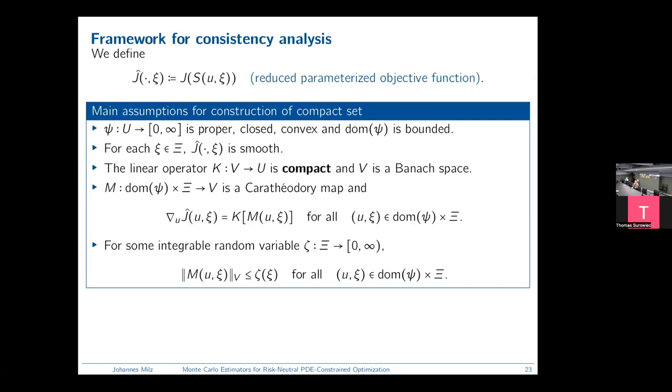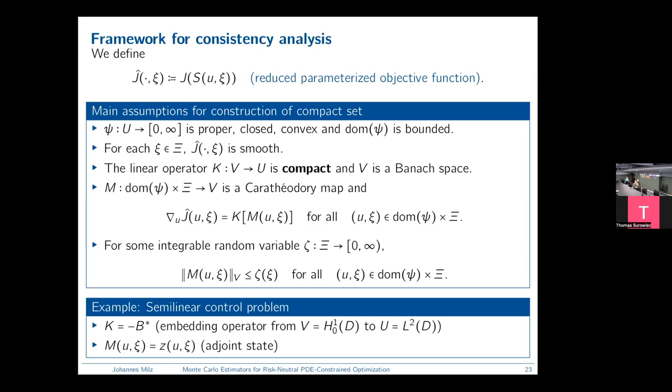Okay. And then to apply, for example, the uniform law of large numbers, we also need some integrable random variable zeta of xi, in the sense that norms of this mapping M are bounded for all u out of our domain by zeta of xi. And in our semilinear control problem, this K was just minus V star, and V star was just the embedding operator, so basically the identity mapping. And M was just the adjoint state. These are the main assumptions that we need in order to analyze the consistency of infinite dimensional problems.